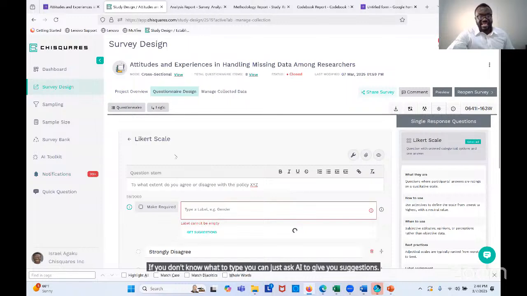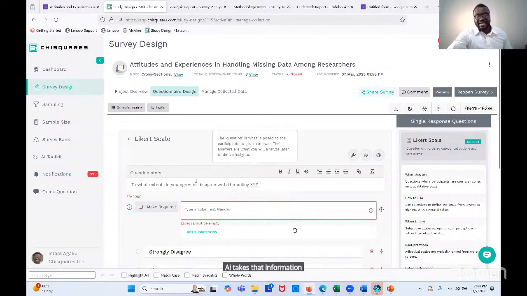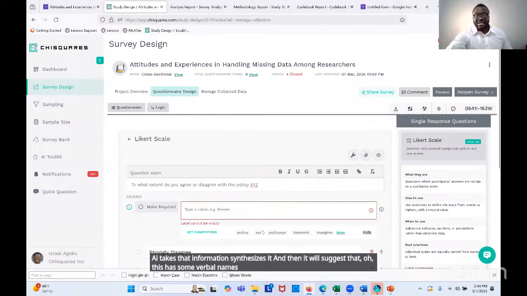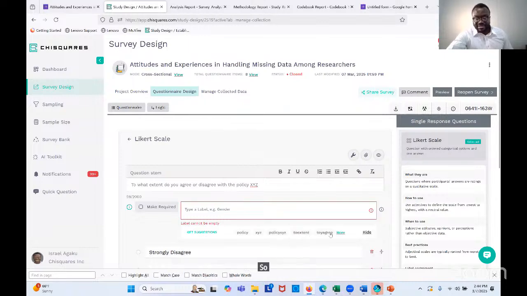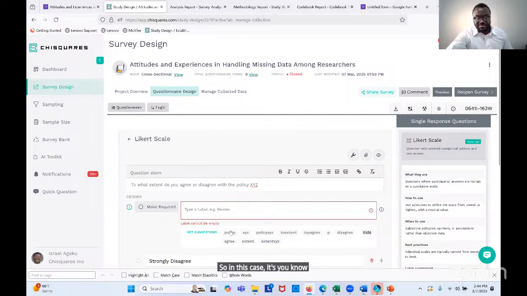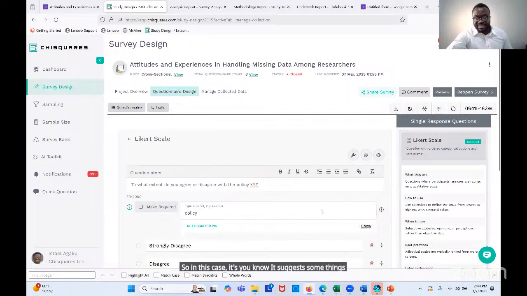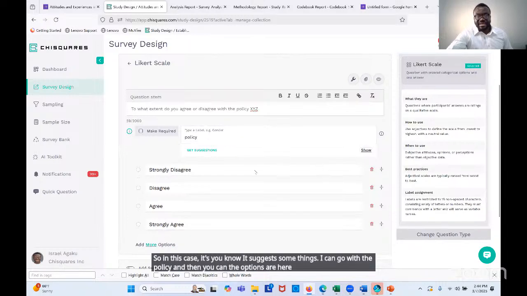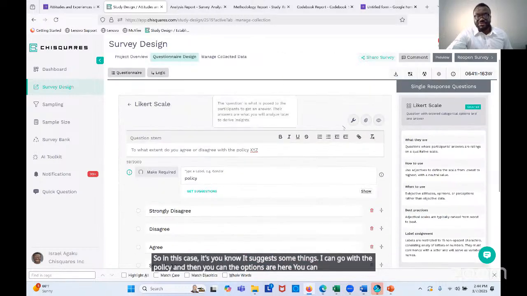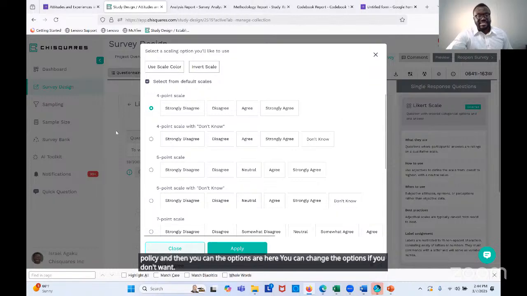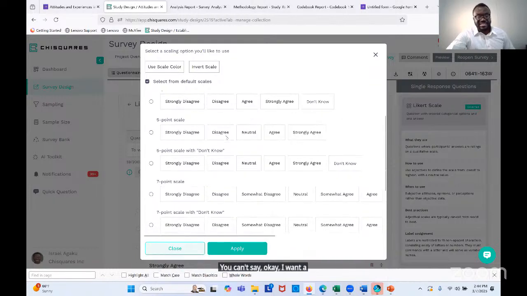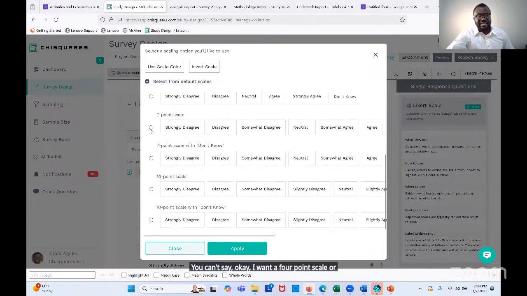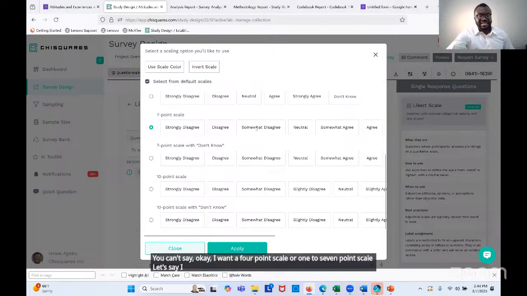AI takes that information, synthesizes it, and then suggests that this has some variable names you could consider. So in this case, it suggests some things. I can go with the policy, and then the options are here. You can change the options if you don't want. You can say, okay, I want a 4-point scale or I want a 7-point scale. Let's say I want a 7-point Likert scale.